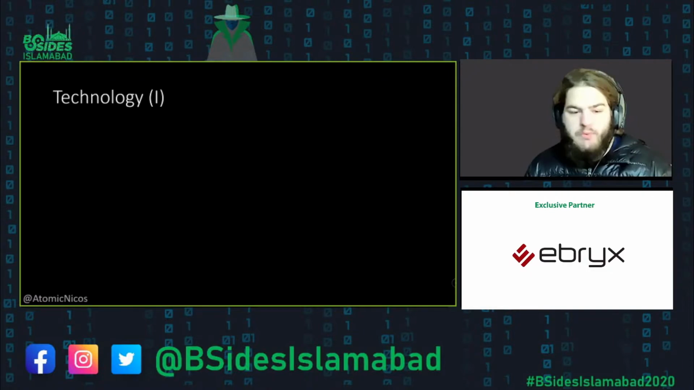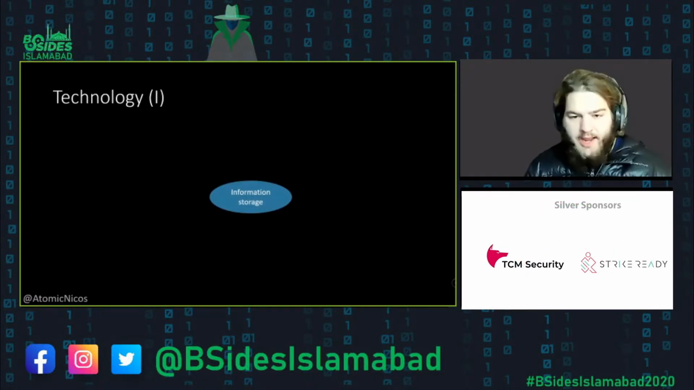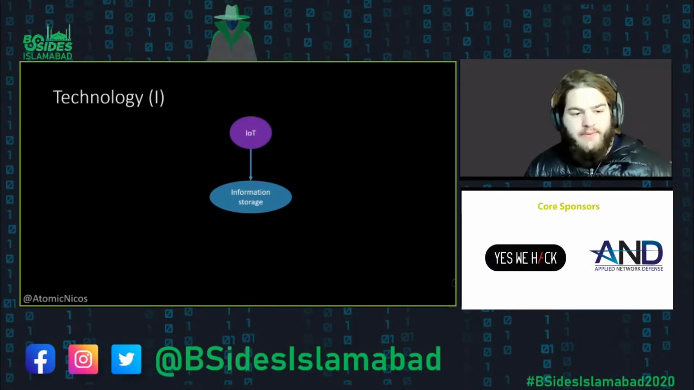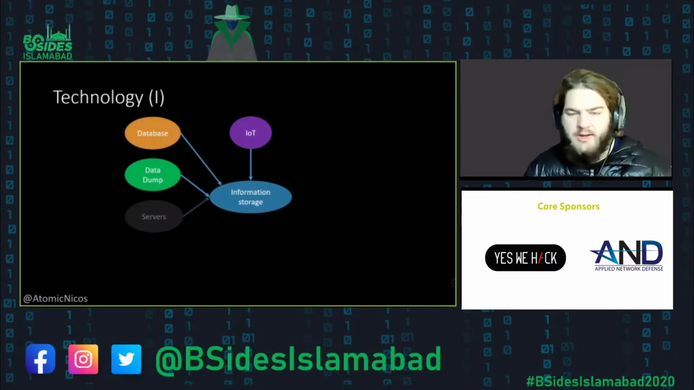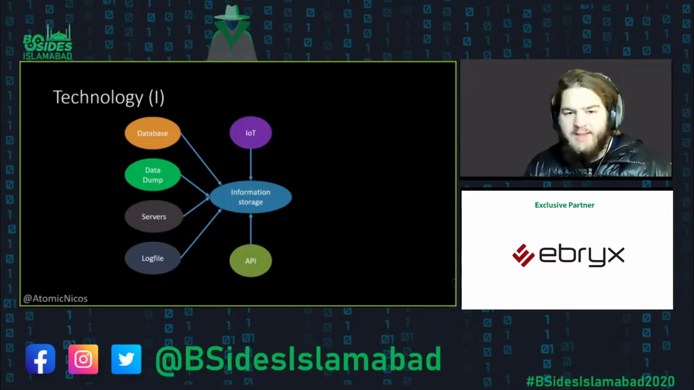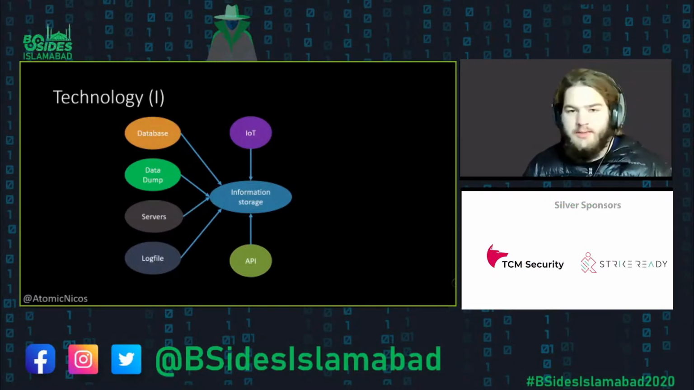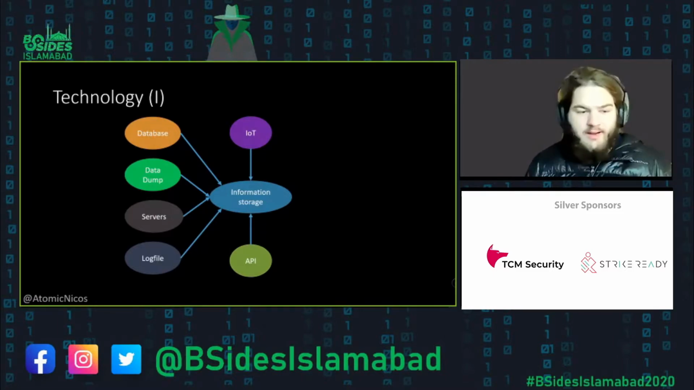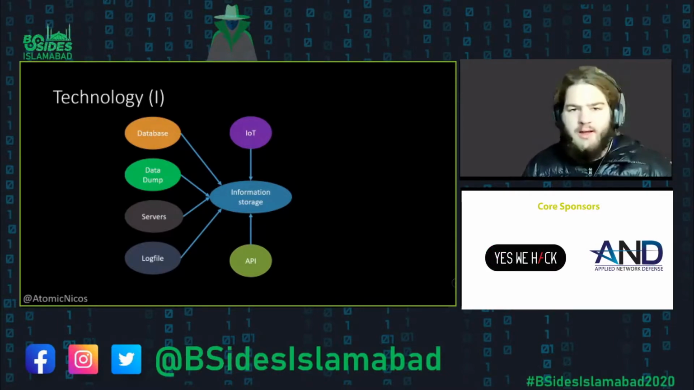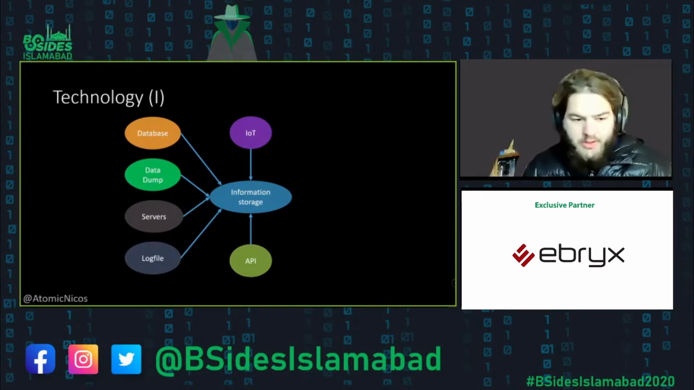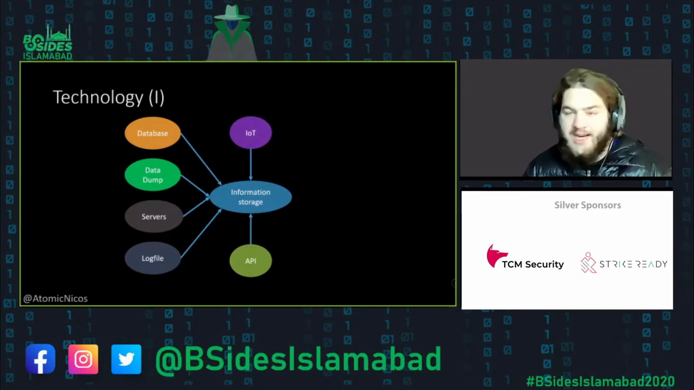Now, if we talk about the technology, well, in some shape or form, it always boils down to information storage. Whether you're talking about IoT devices, databases, data dumps, servers, log files, or even APIs, it all relies on some form of information storage. IoT could be storing sensor output for a certain time. Databases will store data. Data dumps will be a representation of data that was stored. Servers will contain files. Maybe a web server will contain also your web pages and stuff. And these, if they're exposed, can also have some information in them. Log files are pretty juicy usually. APIs, if they're too chatty, you can access the content within without too many issues.